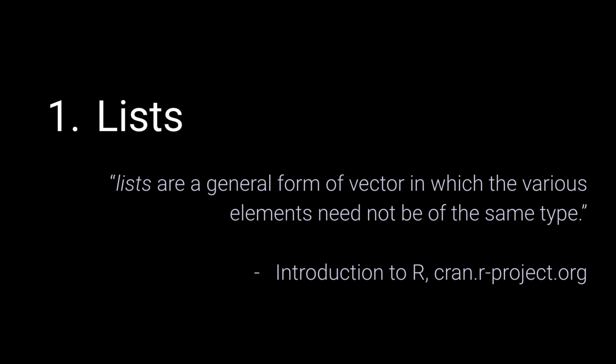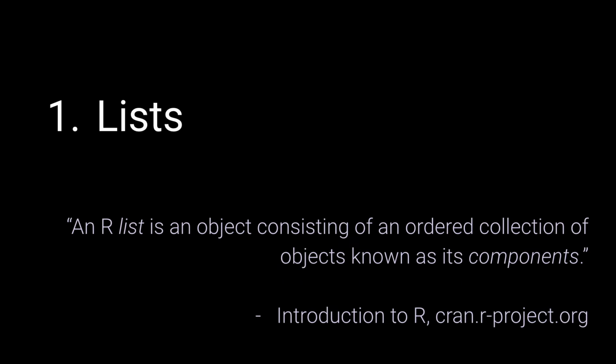So lists are a general form of vector in which the various elements need not be of the same type. So if you remember, the thing about vectors was that everything in it had to be of the same atomic type, whether that was character or numeric. Everything in a vector needed to be the same type. Lists are not that way. A list can be a collection of all different types of data, and they don't even need to be the same length. You can have a list with one element that is a character vector of length 4, and you can have the next element be a numeric vector of length 4,000. It doesn't matter. You can throw them together in the same list. So you can start to see that this is a very flexible data structure.